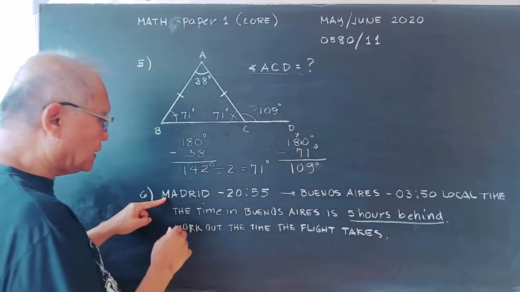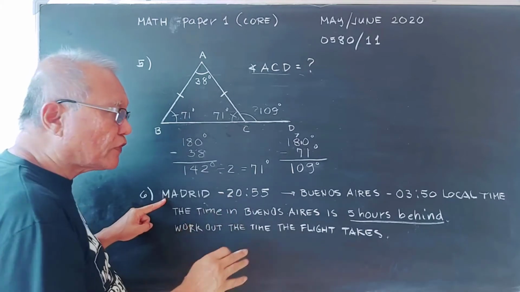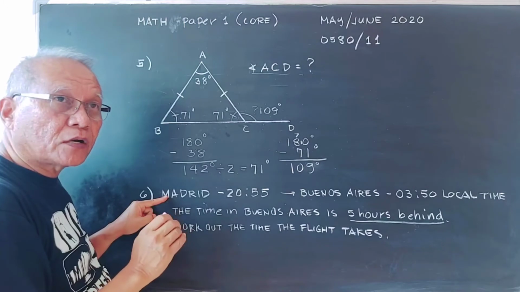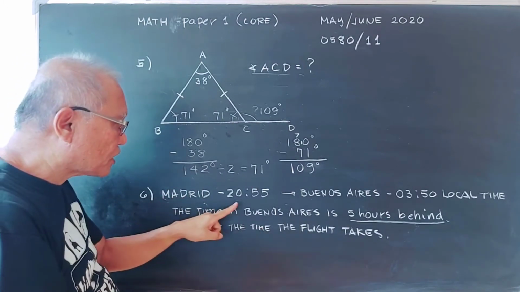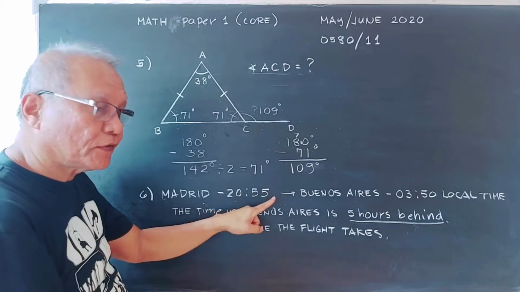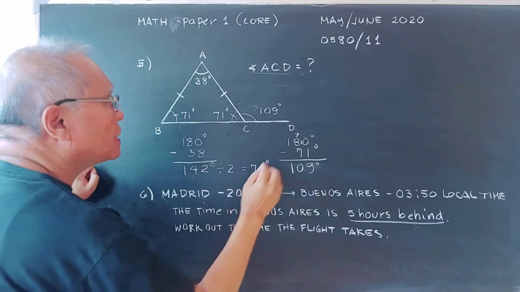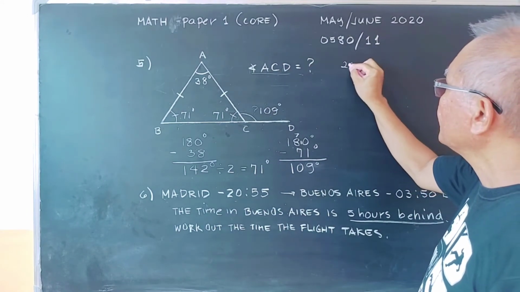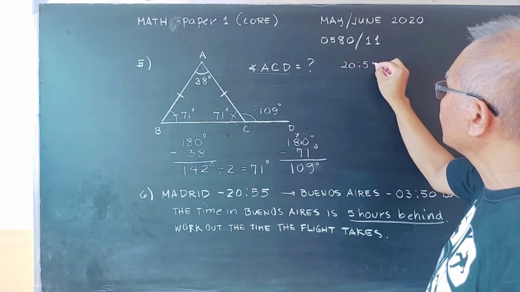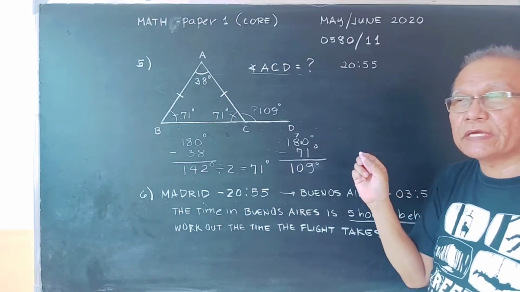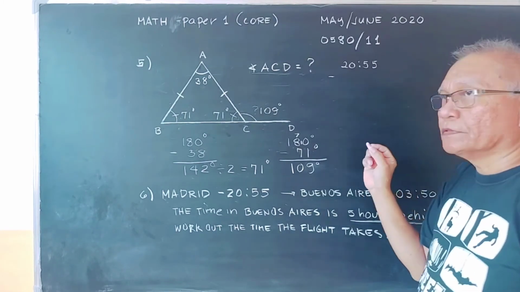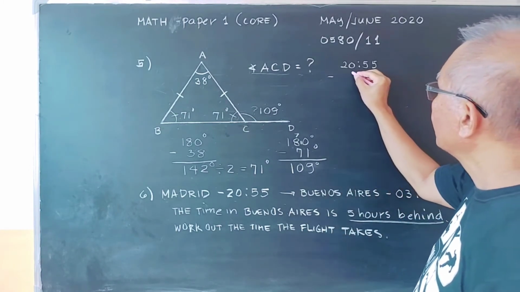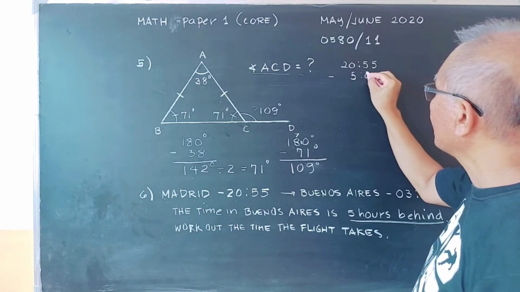So in Madrid, we will subtract 5 hours because Madrid is 5 hours ahead. So let us subtract 5 hours from 20:55. So we have 20:55 in Madrid. This is 5 hours ahead. To get the equivalent local time with Buenos Aires, we subtract 5 hours here.